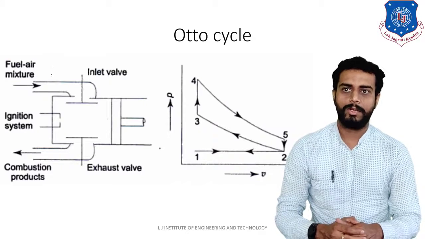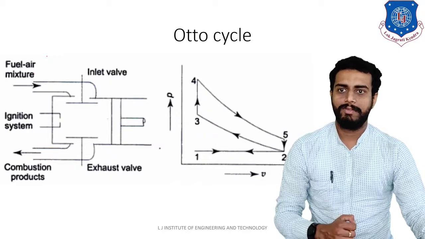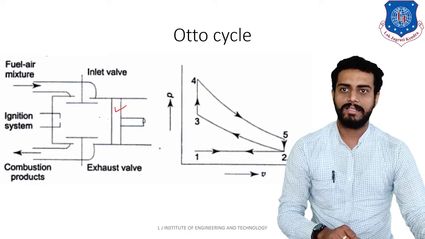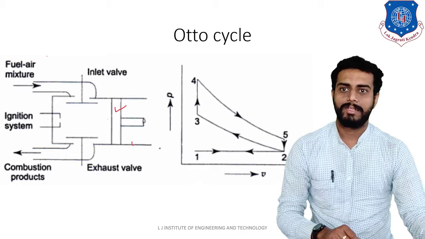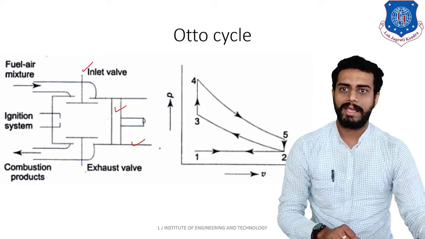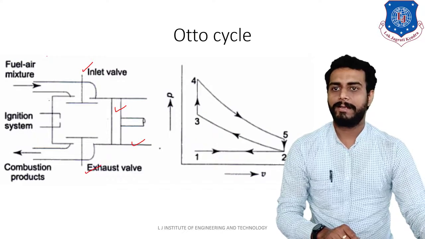First of all, as you can see on the left hand side, we have one drawing. We have a piston cylinder arrangement, right? This is the piston, enclosed in a cylinder. The cylinder has two valves. First is the inlet valve and second is the exhaust valve, right?